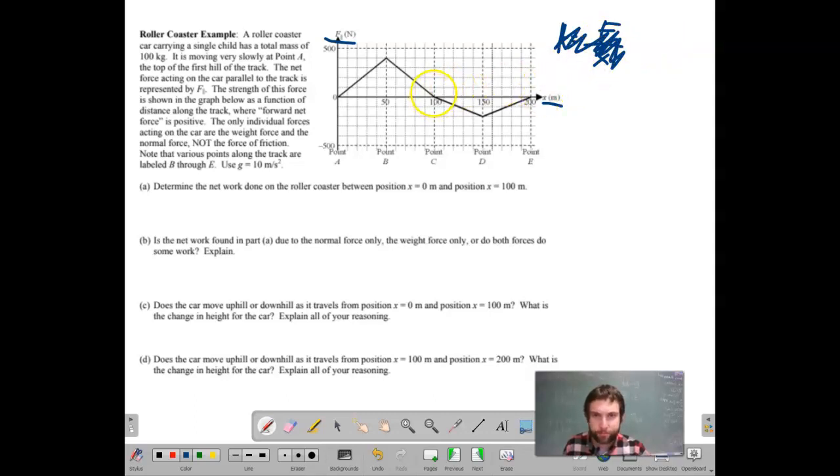We can look at a point. Not useful. What if we multiply the two? Doesn't that work? If we multiply, that's the same thing as saying length times width. So this means take the area under the curve. The area under a force versus displacement graph is work. Determine the net work done on the roller coaster between 0 and 100.